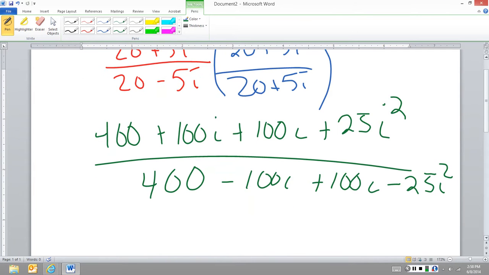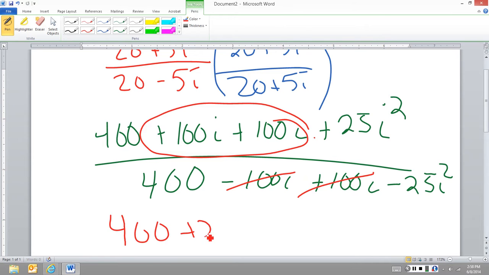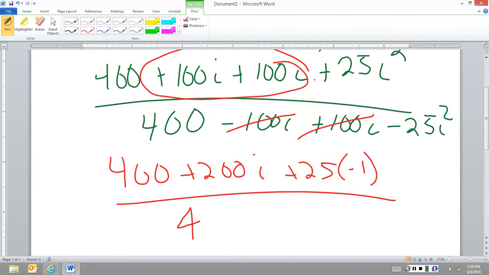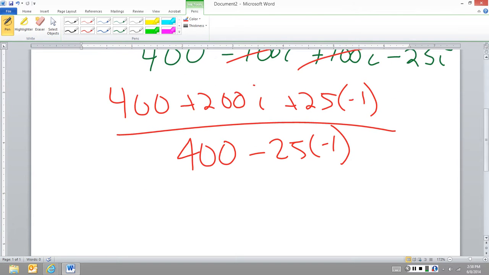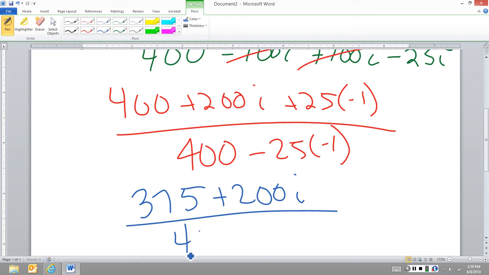So you can see here in the bottom, these cancel out, and these I'm able to combine. So I have under here 400 plus 200i plus 25 times -1, because i squared, of course, is -1. In the bottom, I have 400 minus 25, also times the -1. So what do I have in the top? Well, this is minus 25, so I'm left with 375 plus 200i over 425, because this is going to become a positive.